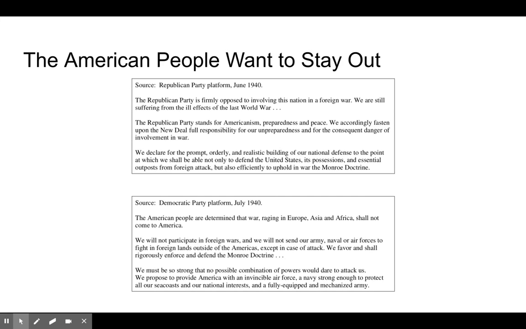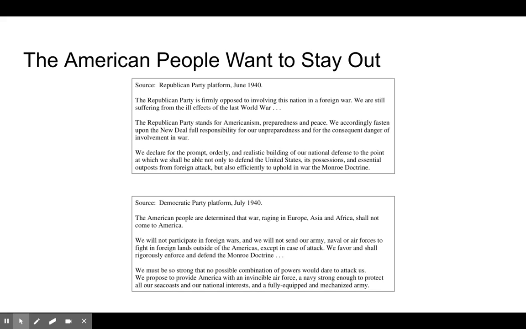You can see this is the Republican Party and the Democratic Party as they're putting together their platforms for the fall election. We haven't talked about this yet, but in 1940, FDR, the president during the New Deal and the Great Depression, is going to run for and win a third term as president. He's the only president to win a third, and then in 1944, a fourth term.